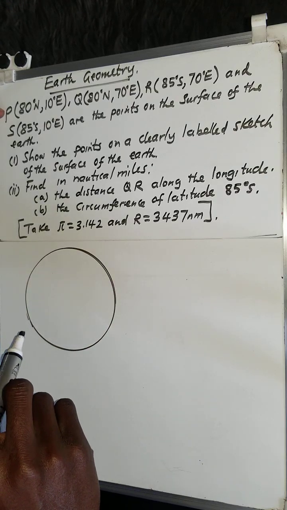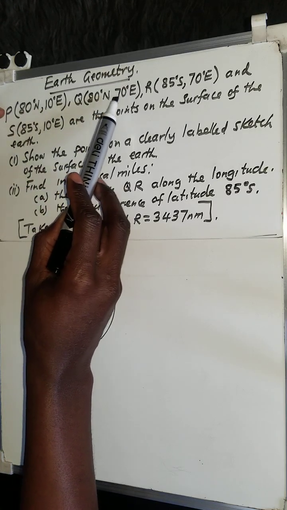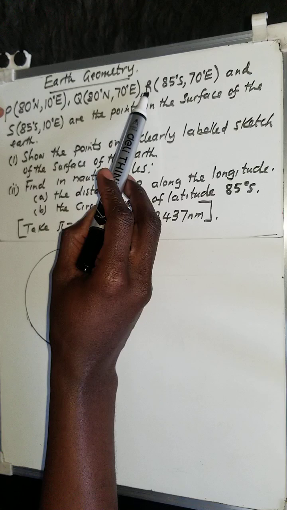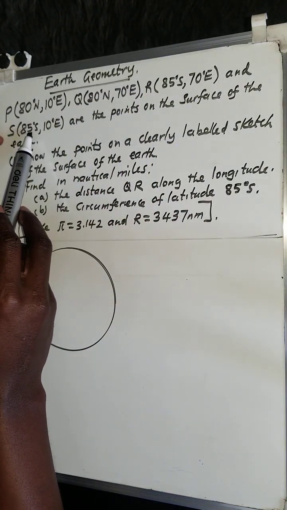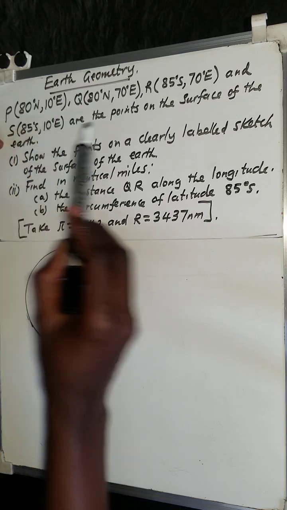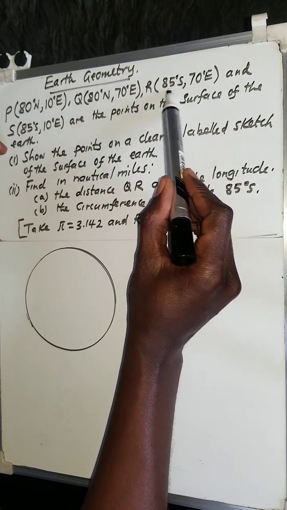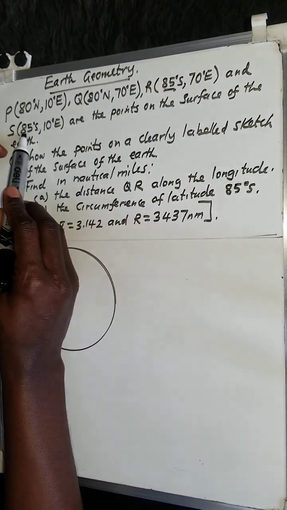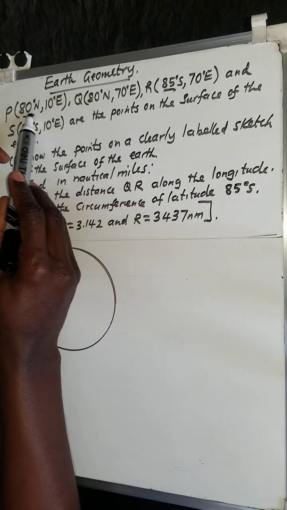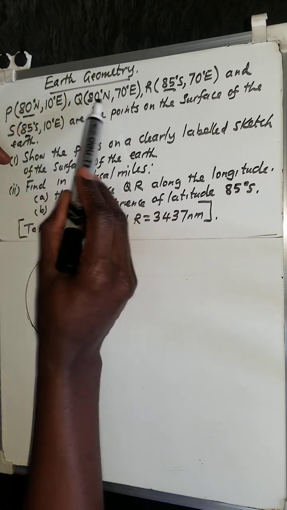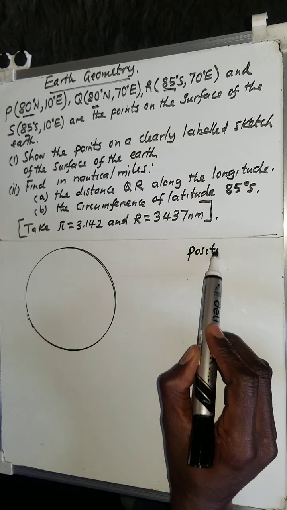For example, they have given us the point P 80 degrees north and 10 degrees east, the point Q 80 degrees north and 70 degrees east, the point R 85 degrees south and 70 degrees east, and the point S 85 degrees south and 10 degrees east. You can see that the points R and S are lying on the same latitude because they are both on 85 degrees south. And if you notice, the points P and Q are also lying on the same latitude because they are on 80 degrees north.